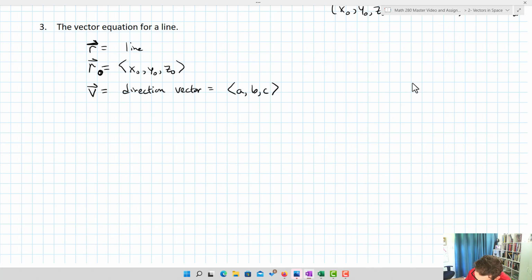So essentially the vector equation for our line, r, is going to equal r naught plus the parameter t times the direction vector v. And so here's our parameter. As a result of this, we get different vectors, each of different lengths, but they're all going to be along the same direction, and they're all going to be anchored at that point x naught, y naught, z naught.